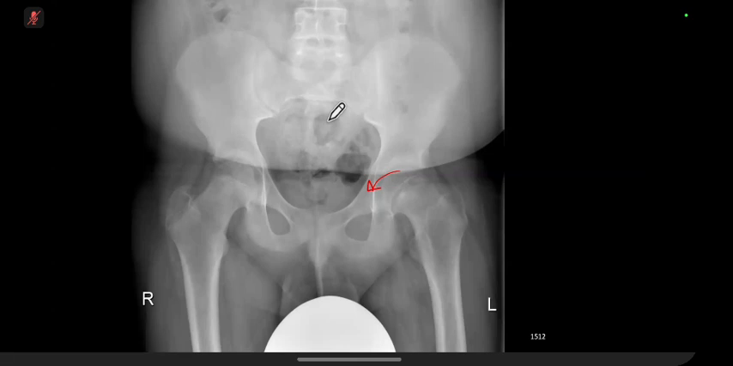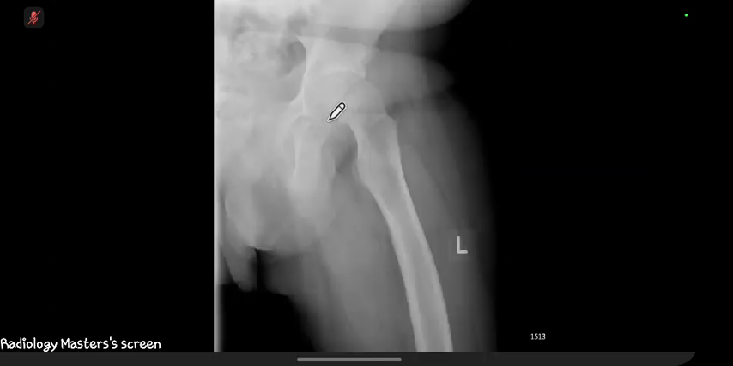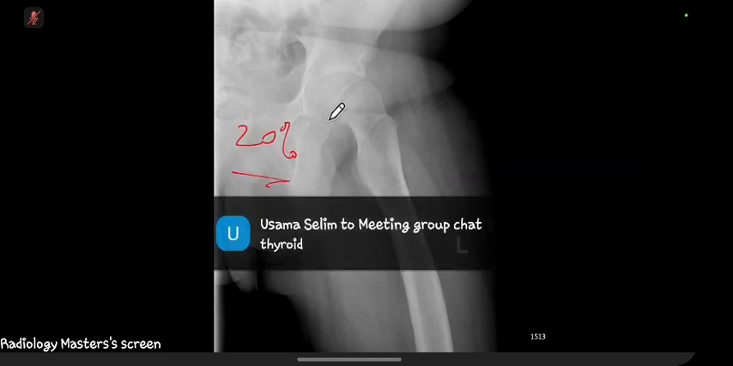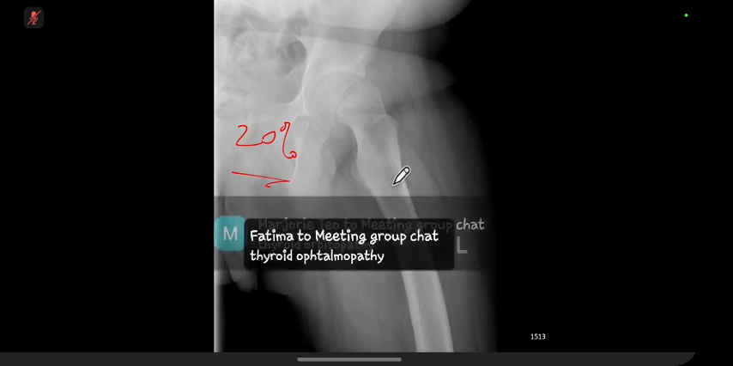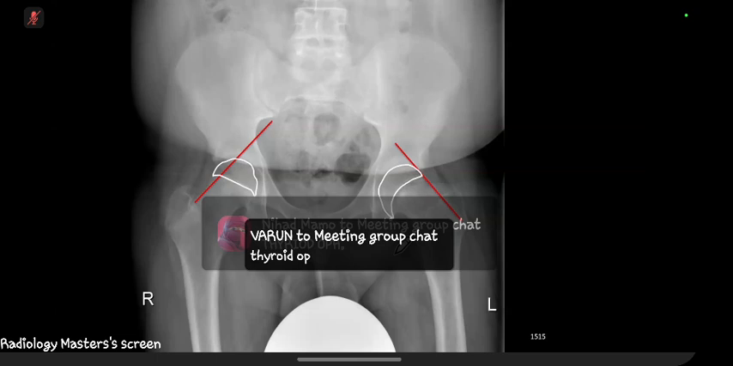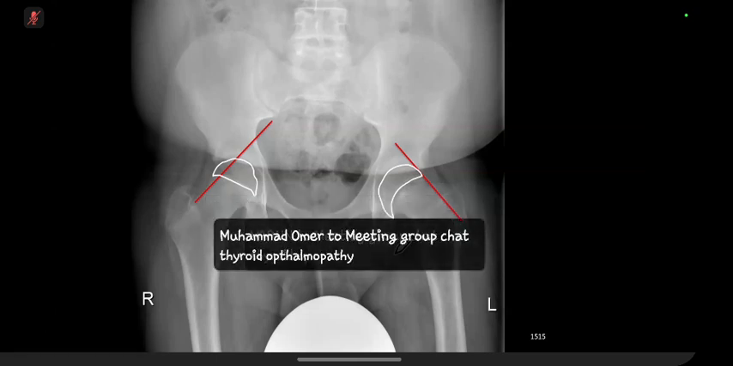Okay, what's the diagnosis here? Yeah, thyroid ophthalmopathy. So superior rectus, inferior rectus, medial rectus are completely abnormal compared to the other side.